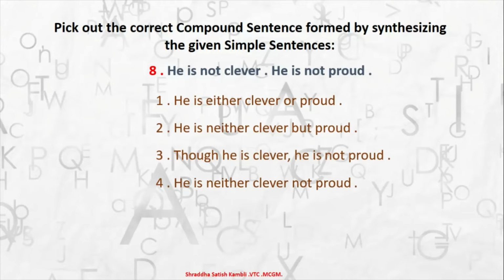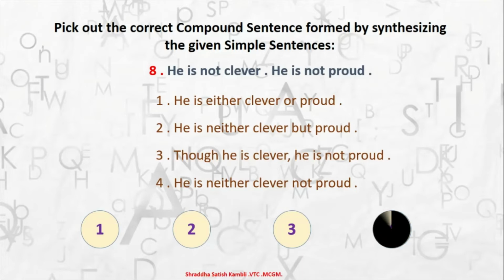So what is it? How is the cleverness and pride mixed up here? So is 1, 2, 3 or 4 the right answer? It is option number 4. He is neither clever nor proud. Remember, we had discussed that the meaning of the sentence shouldn't change.